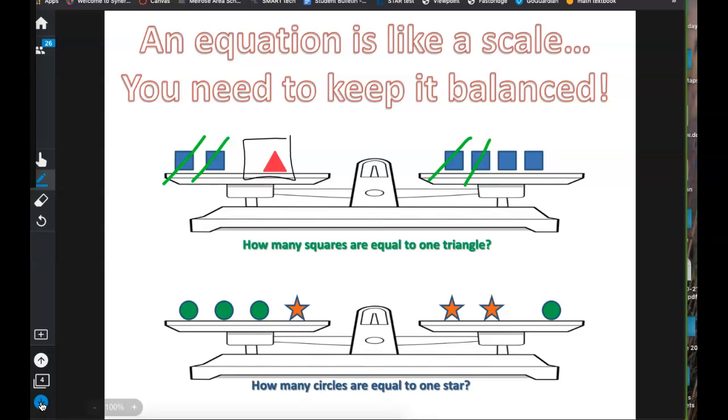Okay, so let me show you how this works. If I take a circle off of each side of the scale, is it still balanced? If I were to take a circle off of both sides, it's still balanced. Everybody agrees with that? Now if I were to take a star off of each side, what I have left is that one star balances with two circles. So how many circles are equal to one star? It would be 2.